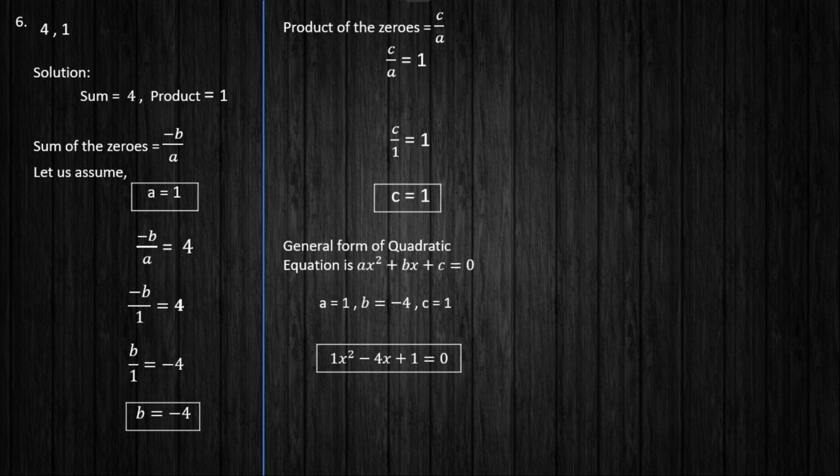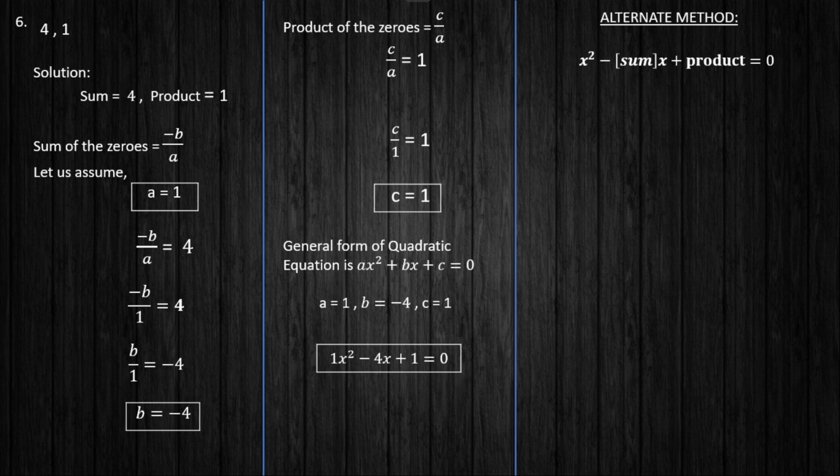After this, we need to solve it by using the alternate method. In the alternate method, the formula is x square minus sum of x plus product is equal to 0. Here sum is 4 and product is 1. So directly substitute these values into the formula. It will become x square minus 4x plus 1 is equal to 0.